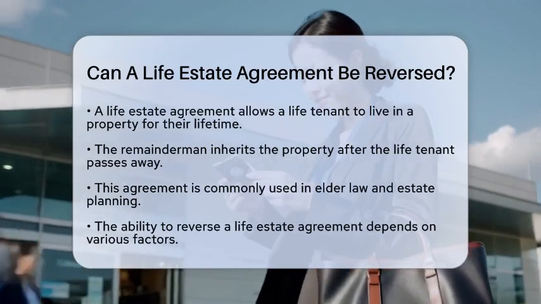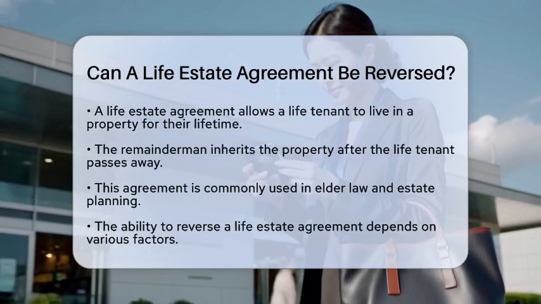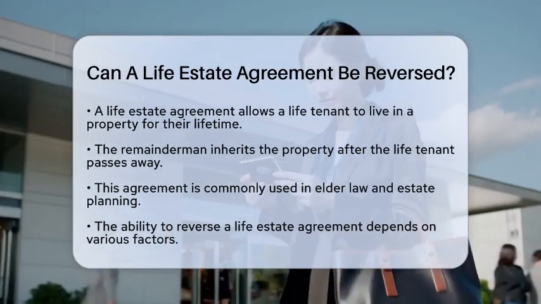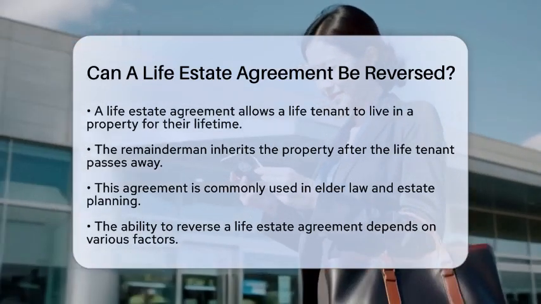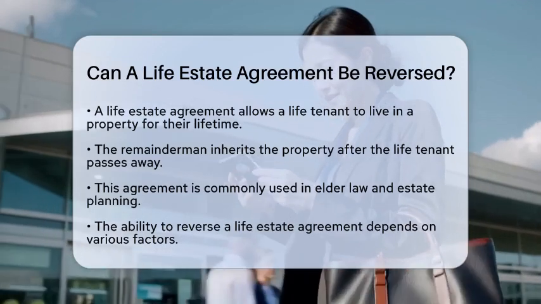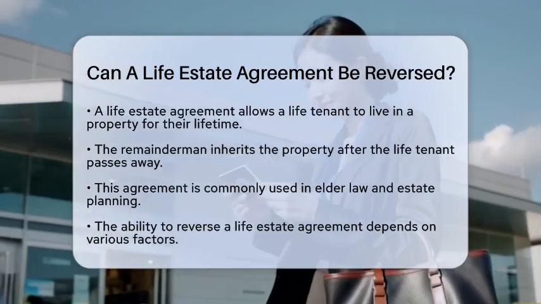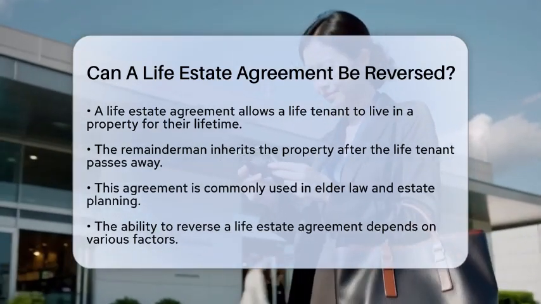A life estate agreement is a legal arrangement where one person, known as the life tenant, has the right to live in a property for their lifetime. The other person, called the remainderman, will inherit the property after the life tenant passes away. This type of agreement is often used in elder law and estate planning to help seniors transfer property while still having a place to live.